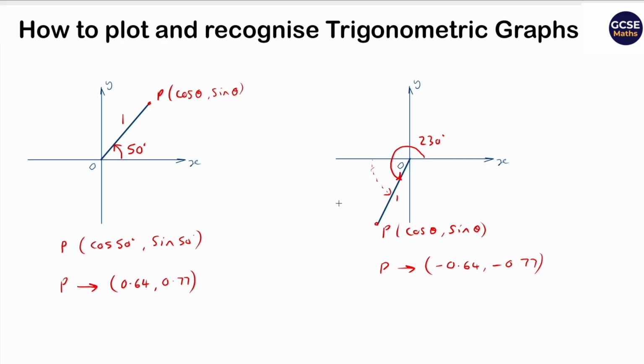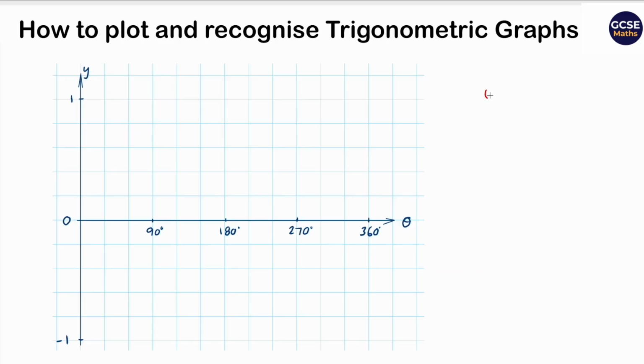So now we can plot something called the sine curve and the cosine curve. We're going to plot y is equal to sine theta first of all. So we take the values of theta, which are here, and we place a number of these values in to find the value of y. Notice it only goes as high as 1, and that's because we had a triangle with a hypotenuse of 1.